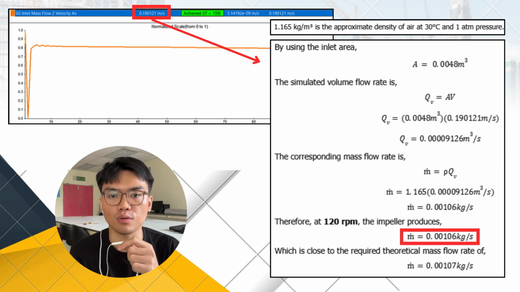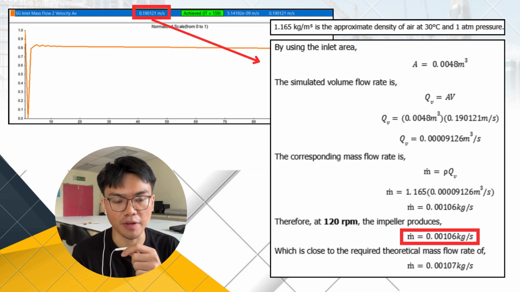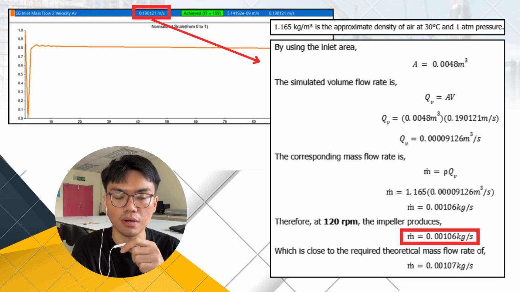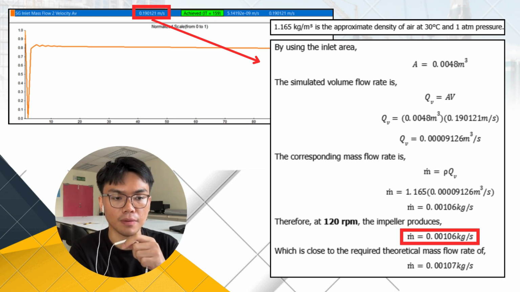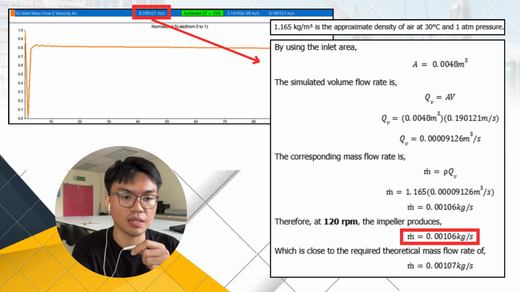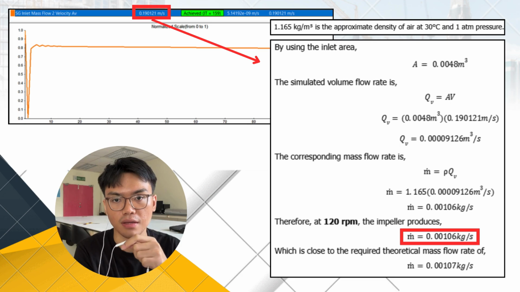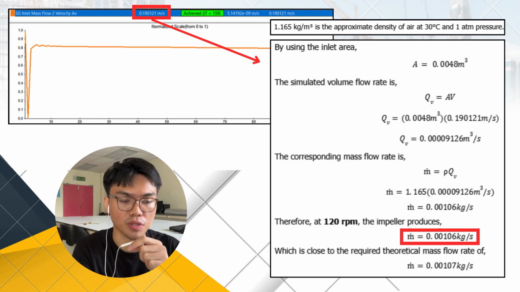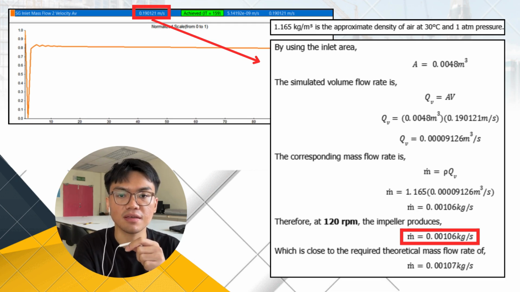To further validate why we chose 120 rotations per minute, we did our fan simulation and mass flow validation again, this time using our radiator housing. From the fan simulation, we get the average inlet velocity at the radiator housing of approximately 0.19012 meters per second, which we can see in the table of the surface goals that we have.